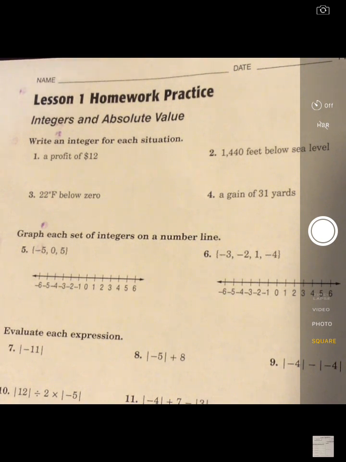Okay, if you need to make homework corrections, make sure you have a separate sheet of paper right now, and don't forget your explanations. I'm going to go over each question, so go ahead and fix it.